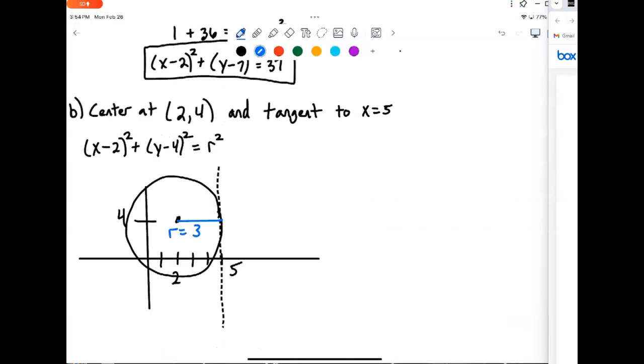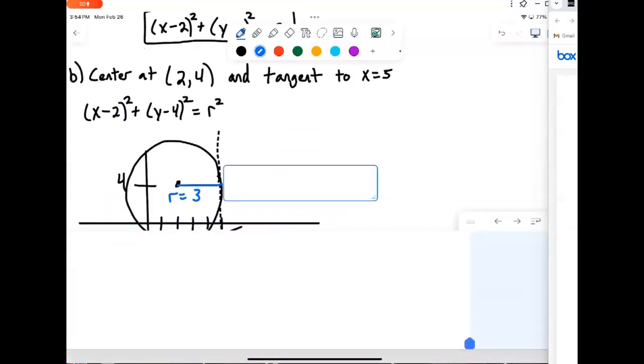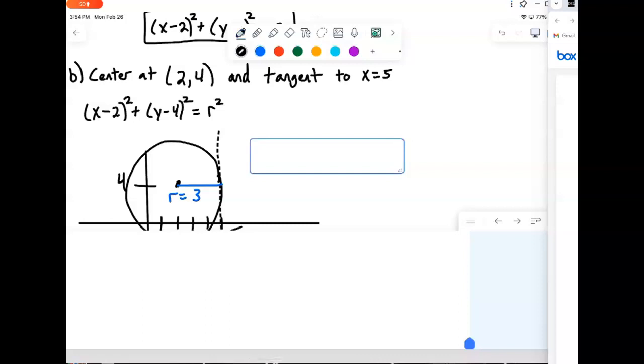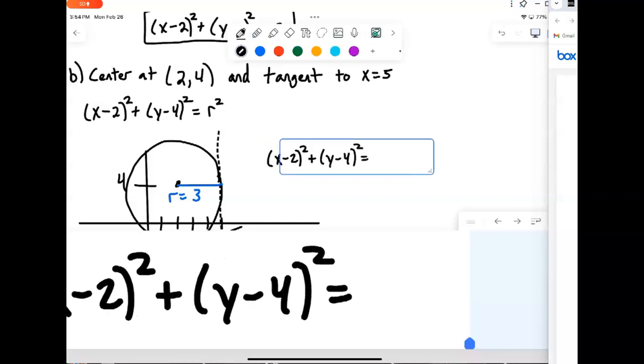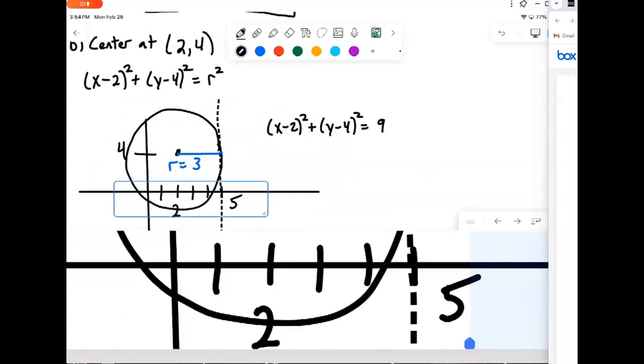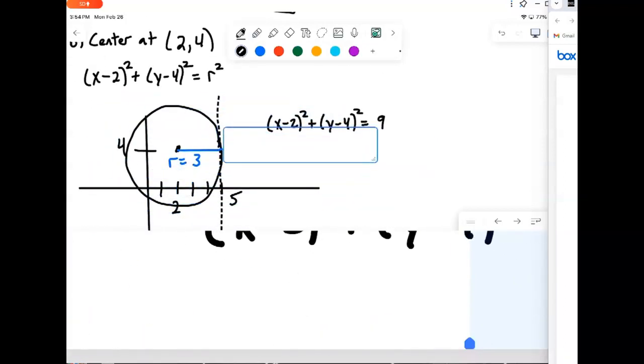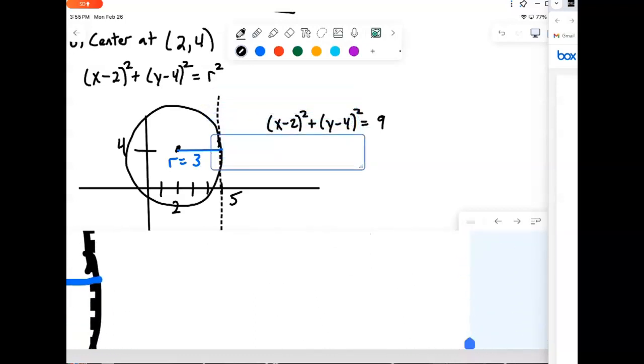And so now that we know the radius, we can plug that information back into our formula, and we have our equation here. (x minus 2) quantity squared plus (y minus 4) quantity squared equals 3 squared, which would be 9. And so now we have the equation of that circle as well. Okay, so that's what the idea of tangent means in the case of a circle. It's just a line that comes down and touches the circle only at that one point.